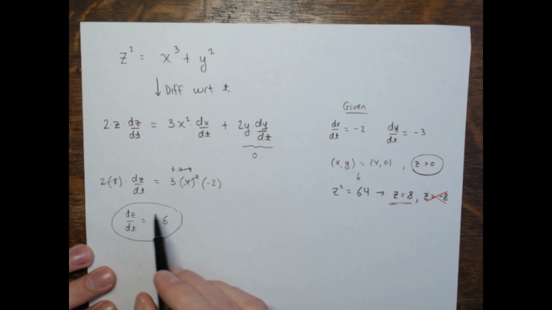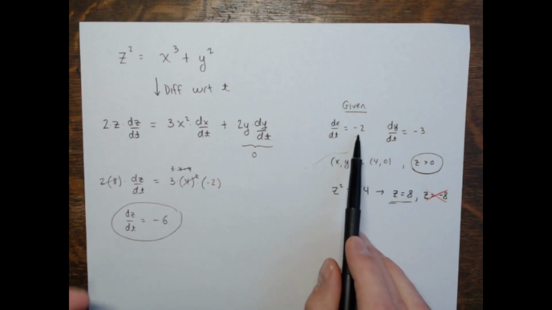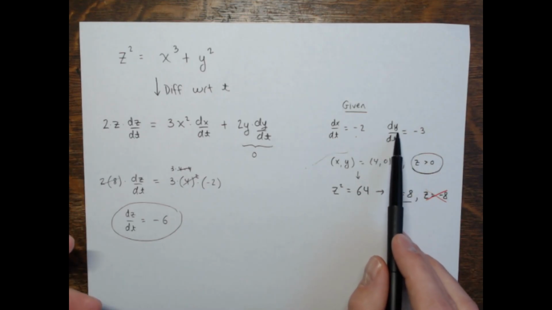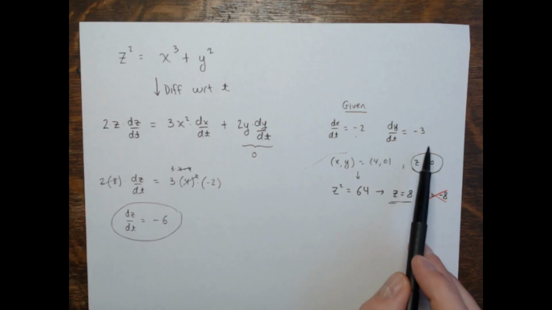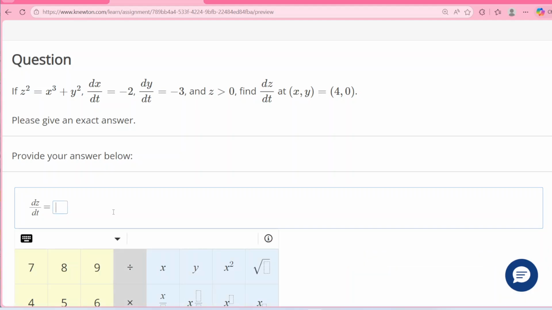And there, again, at this moment, x is decreasing at a rate of 2 units per unit in t, and y is decreasing at a rate of 3 units per unit of t, z would be decreasing at a rate of 6 units per unit of t. So -6 for dz/dt there.